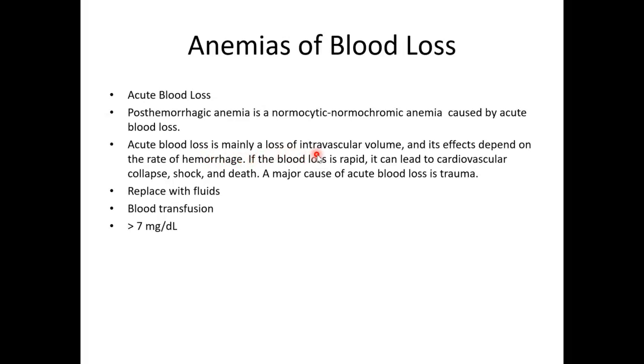Acute blood loss is mainly a loss of intravascular volume, and its effect depends on the rate, obviously. The faster they hemorrhage, the more symptoms they're going to have, the quicker. If the blood loss is rapid, it can lead to cardiovascular collapse, to shock, to death. A major cause of acute blood loss is trauma. Fluids are the replacement for blood loss that can lead to cardiovascular collapse and decreased blood pressure. First line of treatment is replacement with fluids, and consider a blood transfusion.